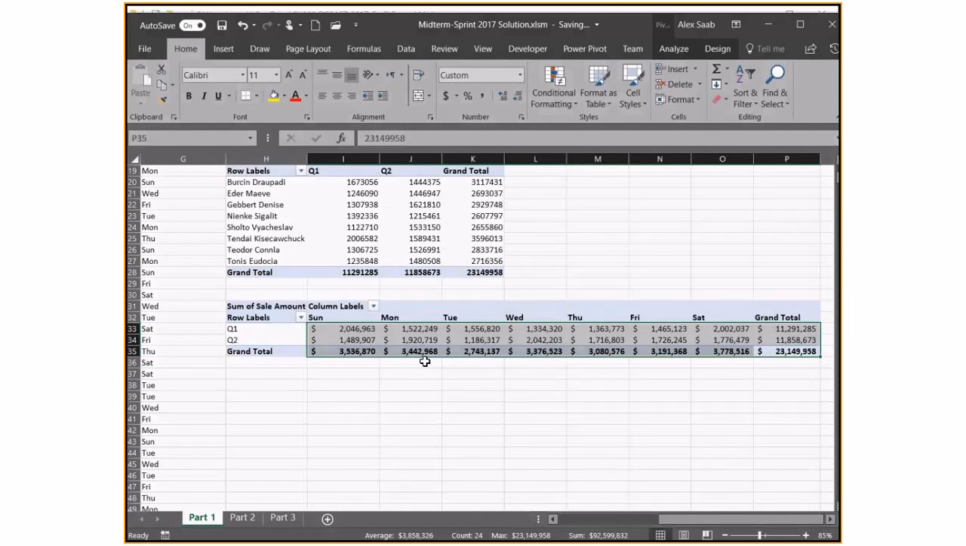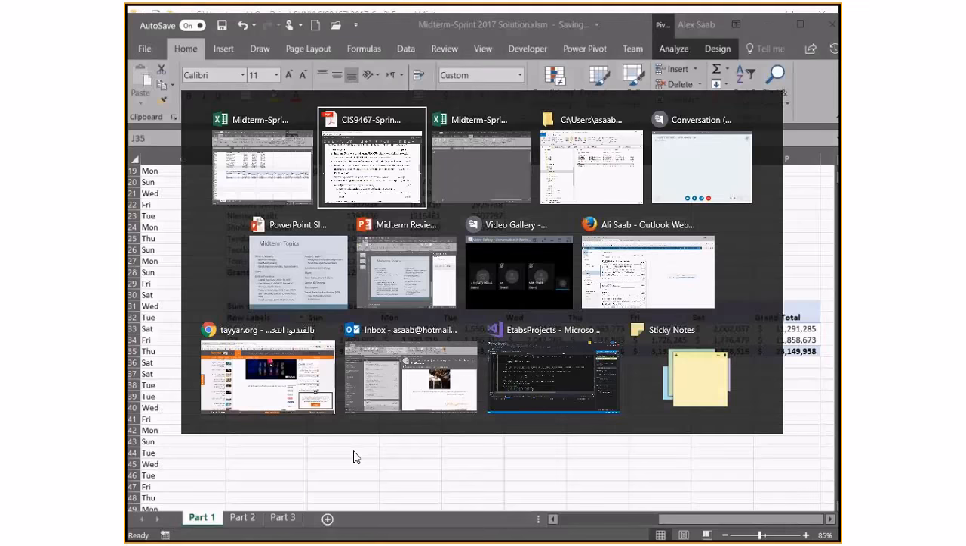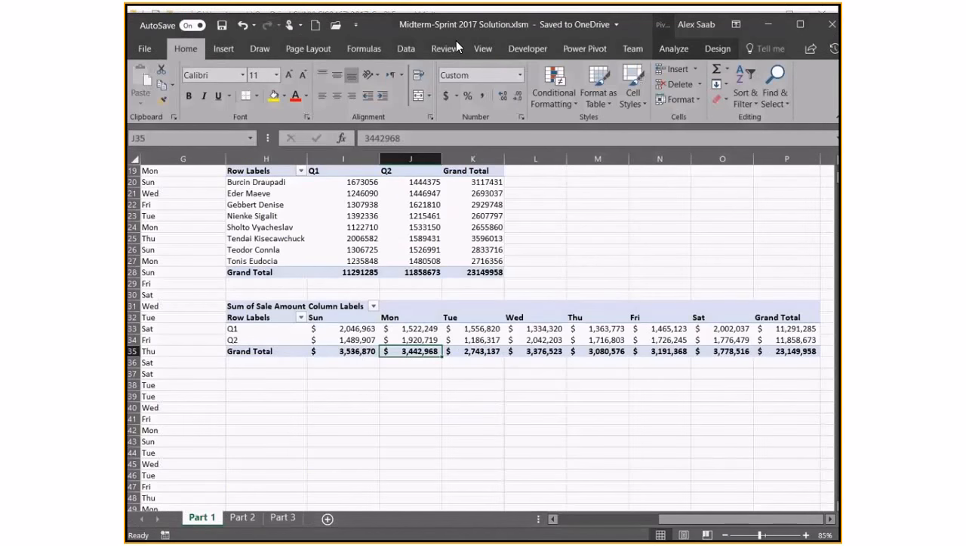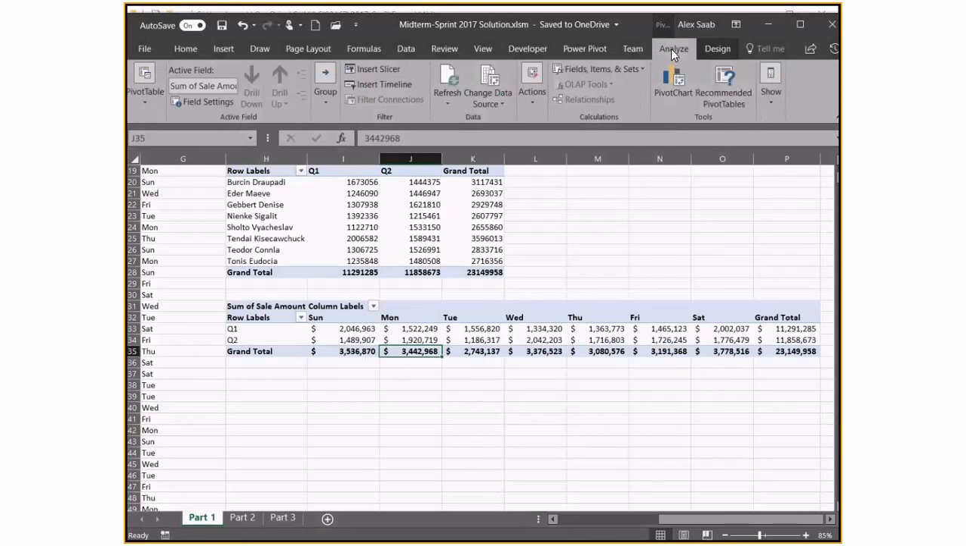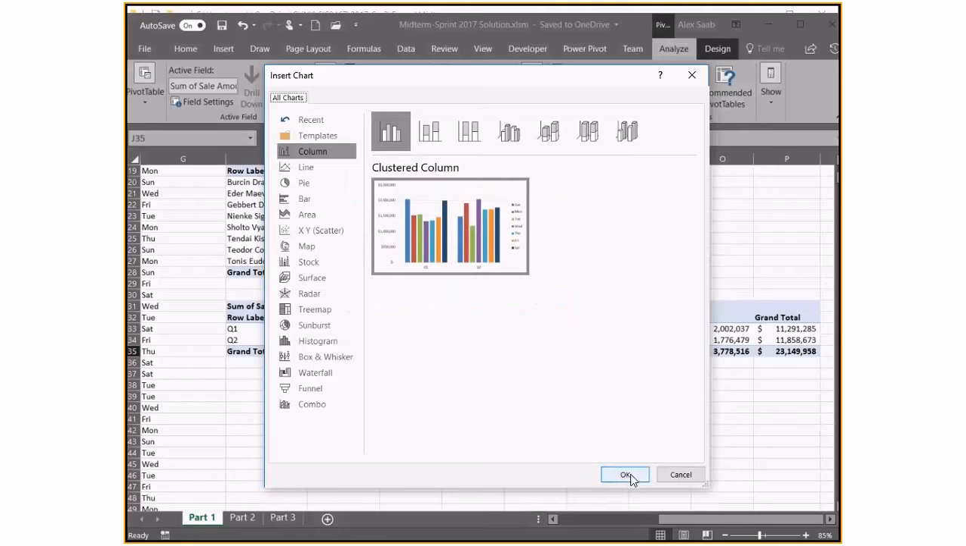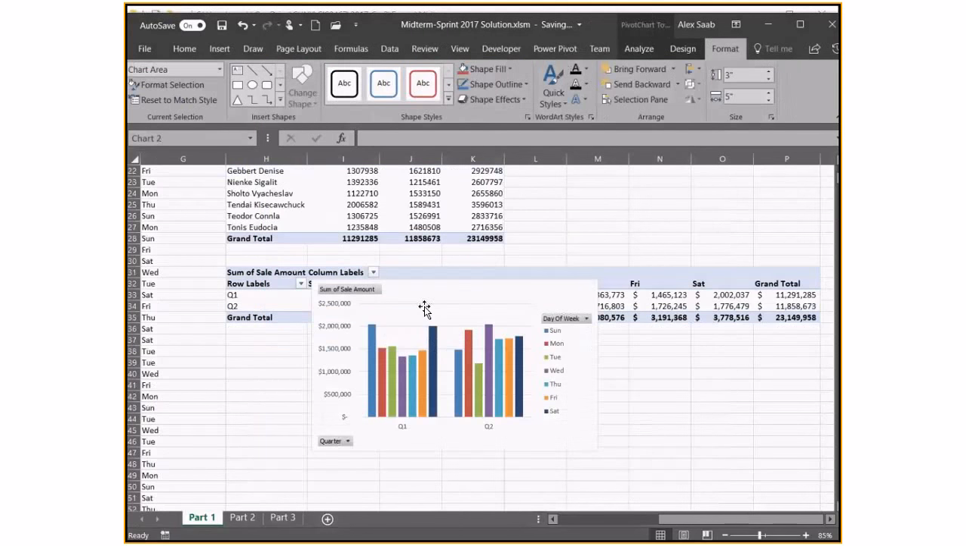And from this, the chart, go back to the question. Create a column chart to display the data in the pivot table. Simplify the y-axis, changing from thousands, remove decimal points. So you can do it either standard chart, or you can use a pivot chart. Q1 and Q2, it's right there.